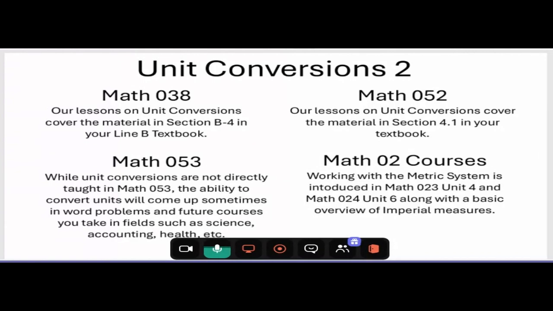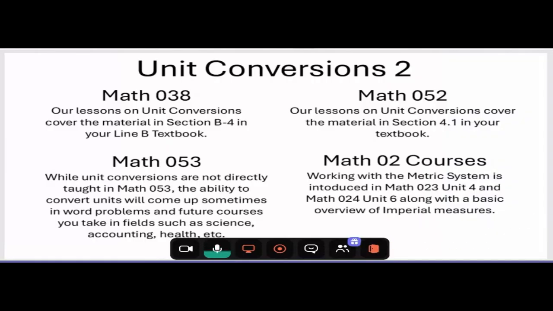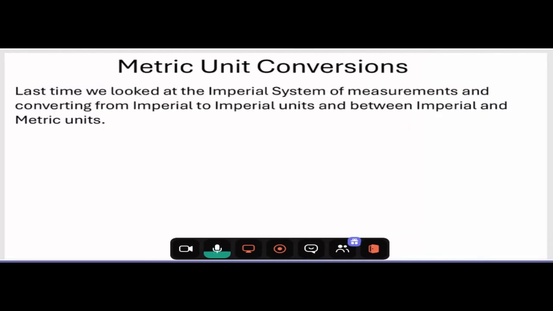And this actually is specifically in Math 024. So for Math 023 and Math 024. In Math 023, Unit 4, they introduce the metric units and the prefixes and all the basic idea of all of them. You don't actually have to do any conversions. So kind of like the first half of this video is really suited for you. And in Math 024, Unit 6, you actually do full out metric unit conversions. So this whole video is good for you. Yeah, so let's dive in here.